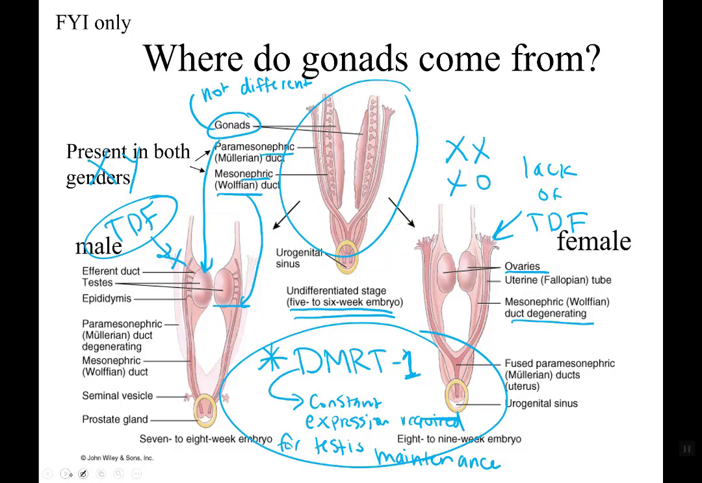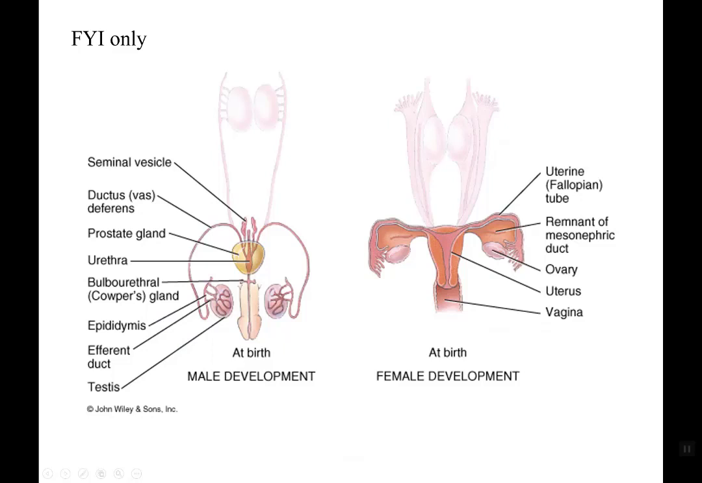So I'm just going to move on because I've already explained all this stuff. So this is just what things look like at birth. So you just basically have tiny versions of all of the structures that one will have as an adult.